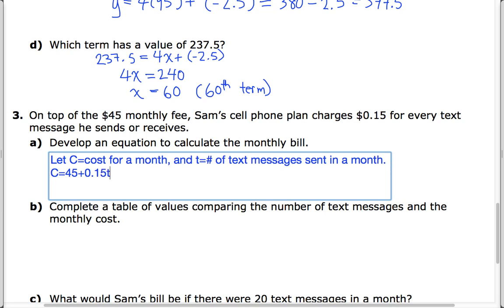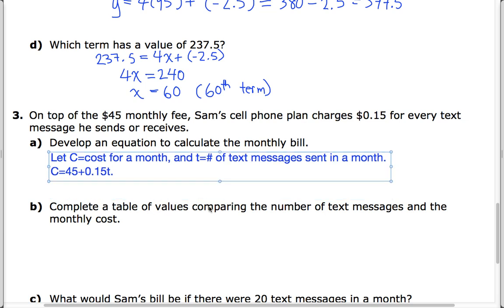And that's because of the fact that there is a constant cost of $45 per month plus a variable cost which depends on the number of text messages sent. It's 15 cents per text message. You have to multiply by the number of text messages that are sent.